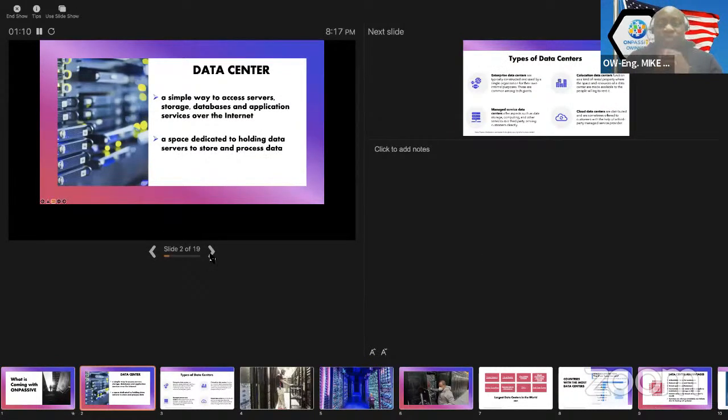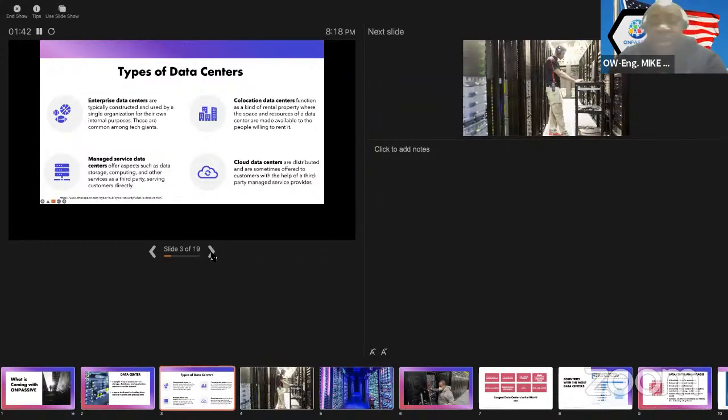So we have two definitions to talk about the data center. The first one says it is a simple way to access servers, storage, databases and application servers over the internet. Another one says a space dedicated to holding data servers to store and process data. That is what it is all about, the data center.